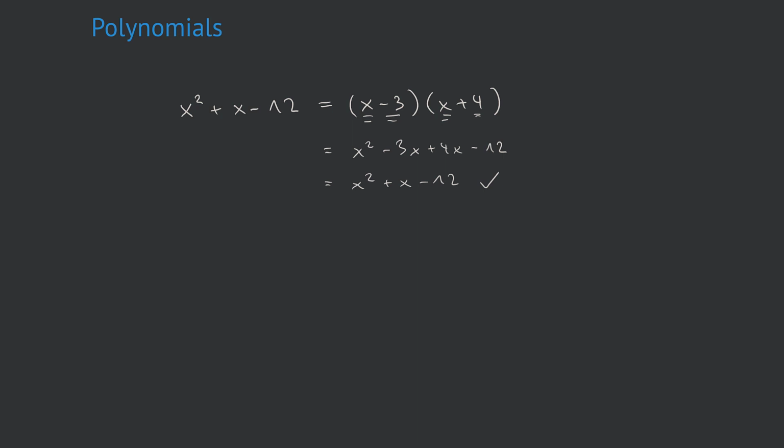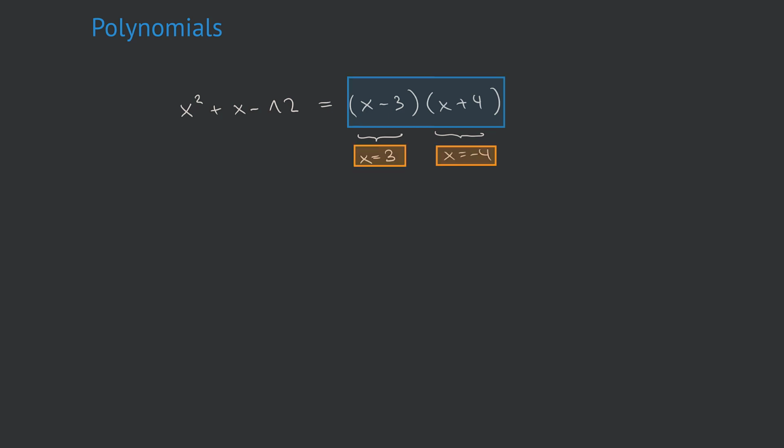And check. By the way, from this expression in the blue box, I can directly tell which are the 2 roots of the polynomial, because I take each bracket expression and ask myself, when does it turn 0? The first one turns 0 when I set x equal to 3, because 3 minus 3 is 0. Similarly, this expression turns 0 if I set x equal to negative 4. So the roots of the polynomial are x equals 3 and x equals negative 4.